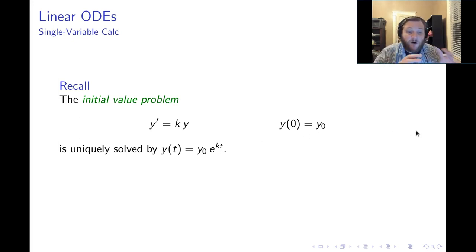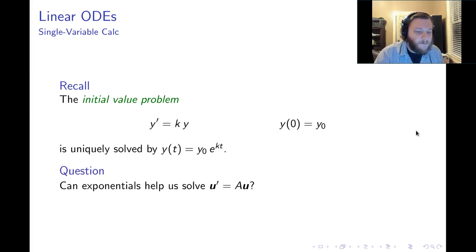So in single variable calculus, we know how to solve this problem, and the solution involves working with the exponential function, e to the t. So maybe a question we could ask then is, can exponentials help us solve the problem that we are trying to study? If we have a system that's represented as u prime equals A times u, much like in single variable calculus where we have y prime equals k times y, perhaps we can take advantage of the idea of exponentials to help us solve this problem. So that's the setup here.